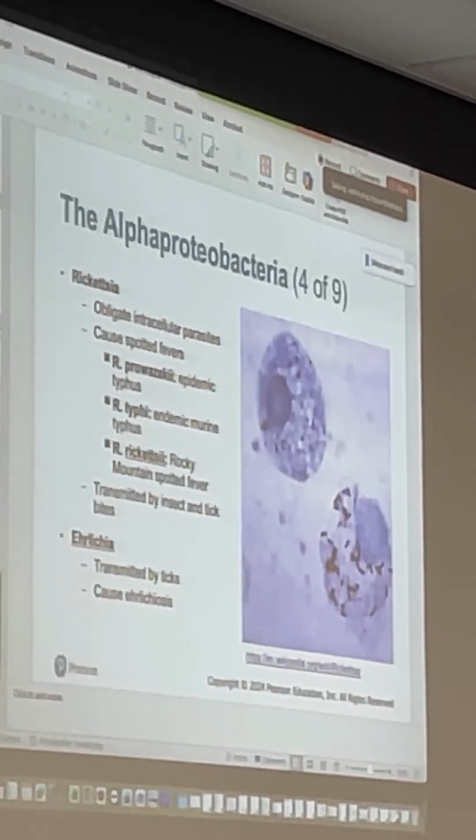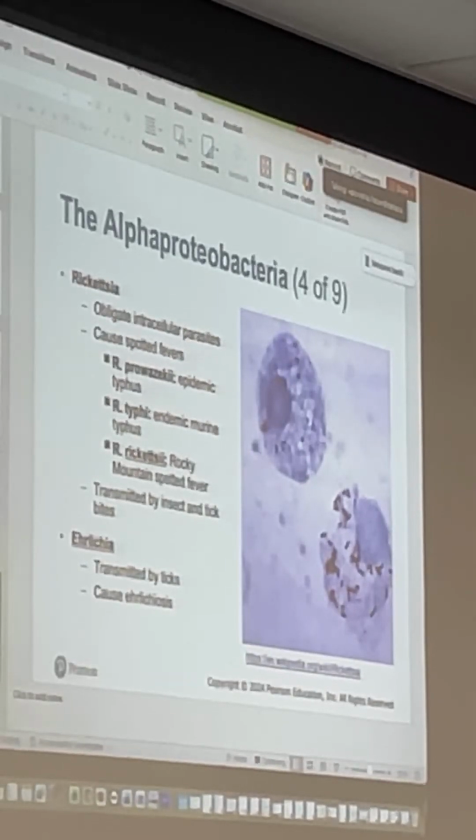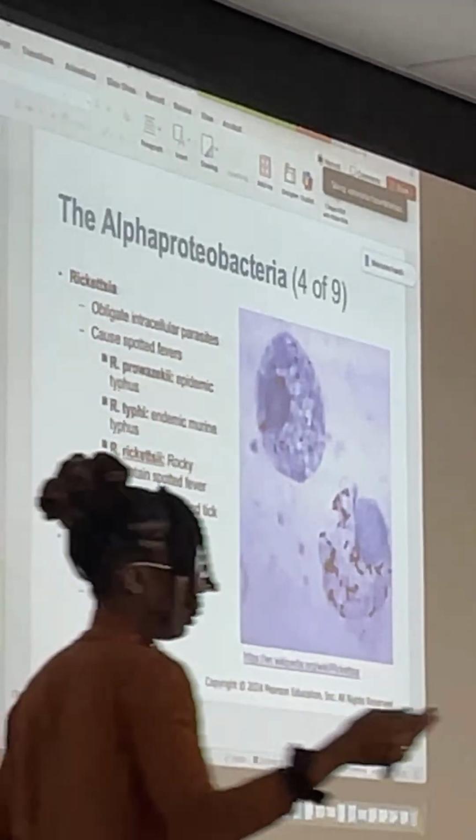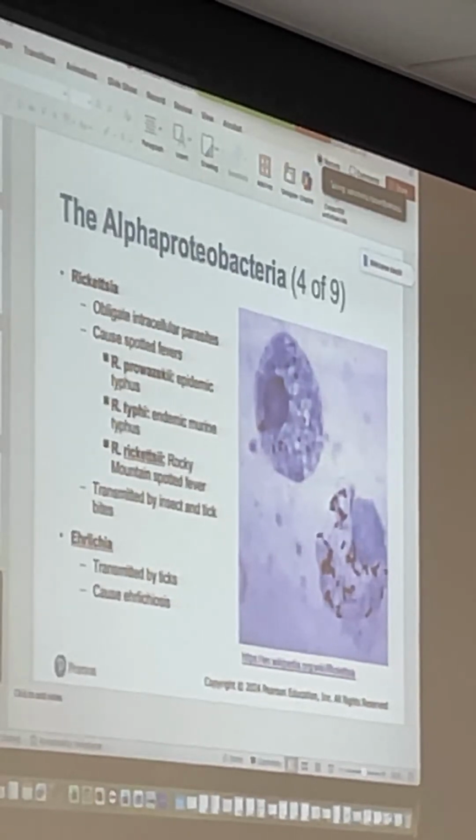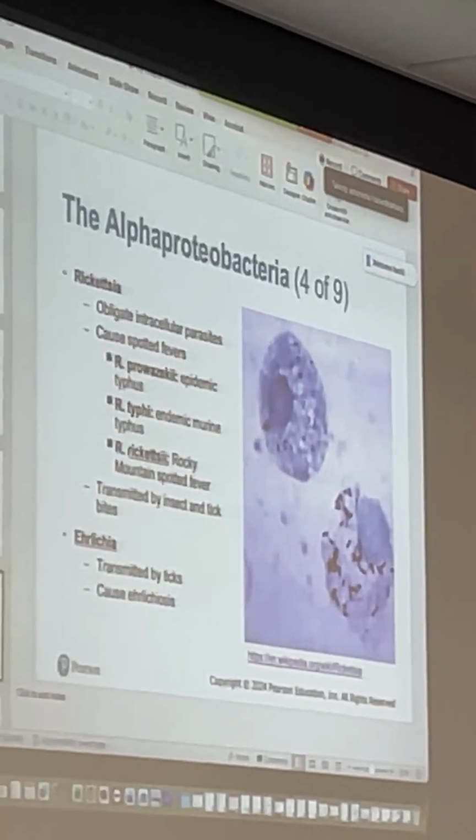All right, Ehrlichia. Ehrlichia is a type of alpha proteobacterium. These are also transmitted by ticks, and this one causes ehrlichiosis. Since these guys are part of alpha proteobacteria, what do they have in common then? Growing with low levels of nutrients. Yes, that's the key indicator right there. They grow with low levels of nutrients. Make sure you guys remember that. That's why they're grouped together, because they grow with low levels of nutrients.